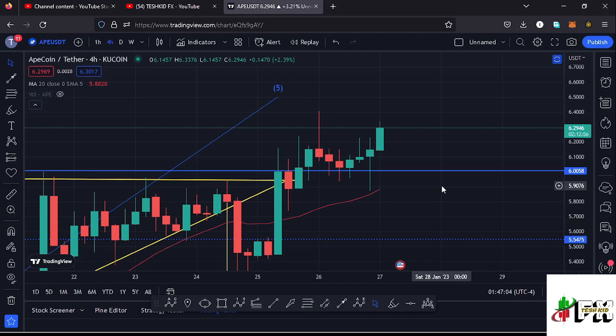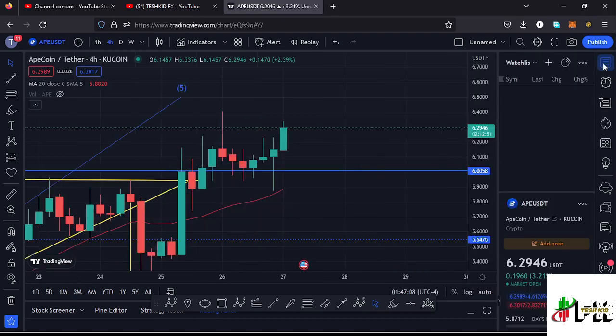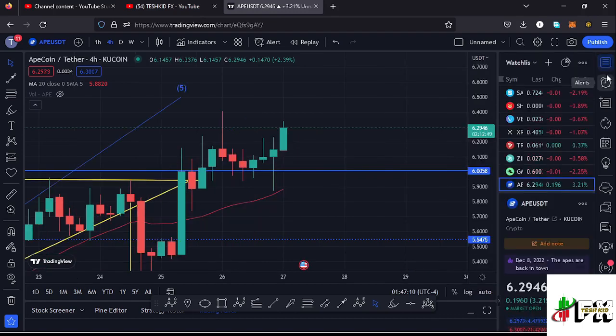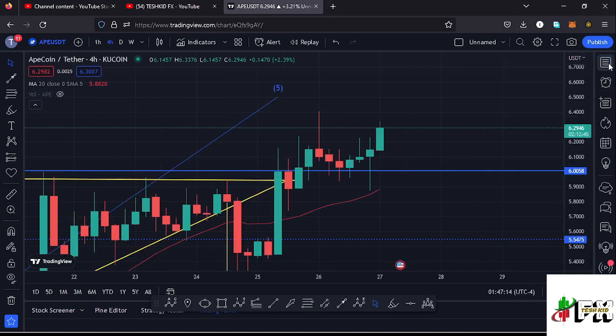We are also trading above the 20-day MA here on the 4-hour chart, and the chart has continued to show a lot of strength because you can see here on TradingView the market is up by 3.21%, which is a very nice bounce to the upside.